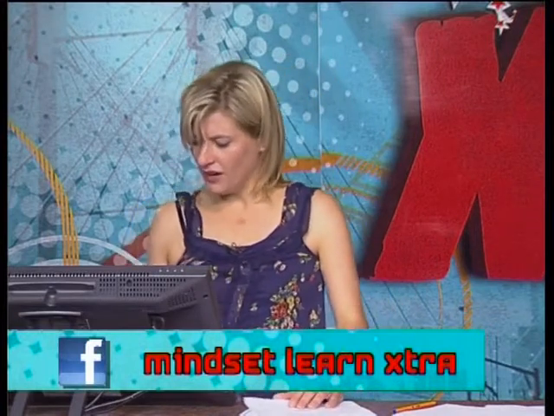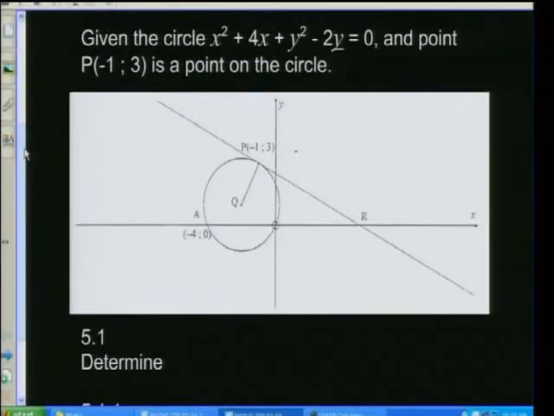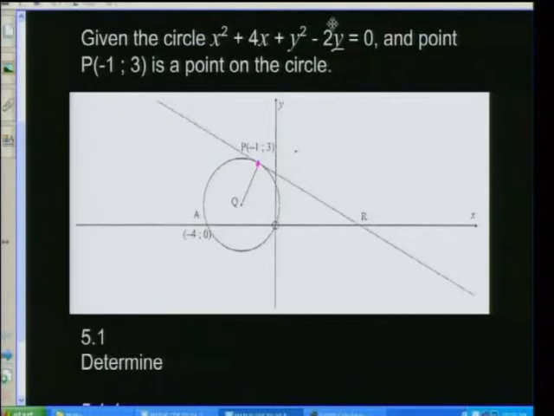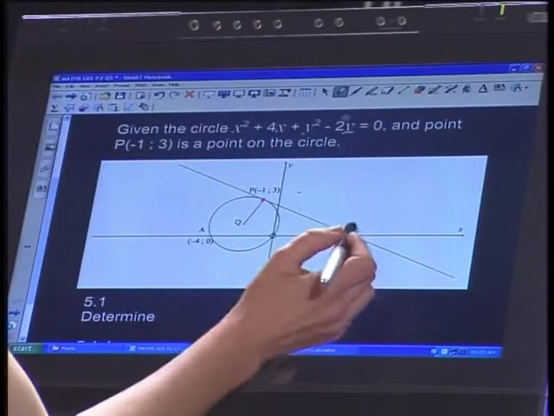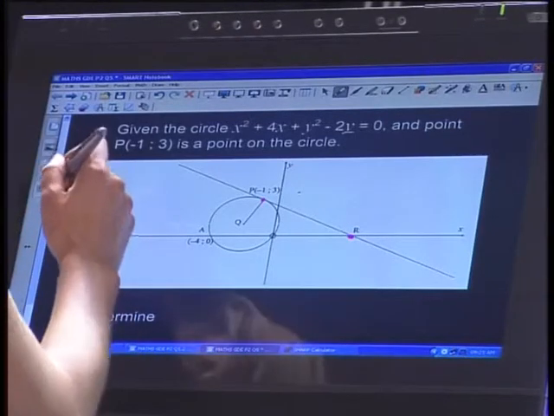Right. Now we're going to carry on to question 5 on the GDE paper. This is a lovely question. We are given a circle, x squared plus 4x plus y squared minus 2y equal to 0. Also, we are given the point P, where x is minus 1 and y is 3 on the circle, right? I can see that I've got a tangent drawn over here, and that the tangent intersects the x-axis at R over there.